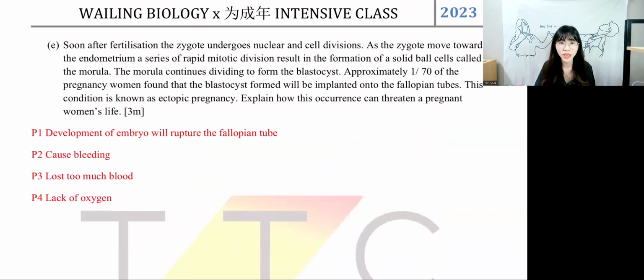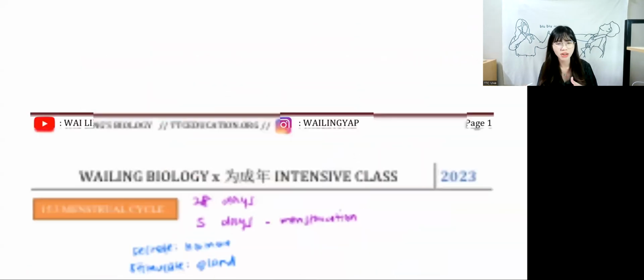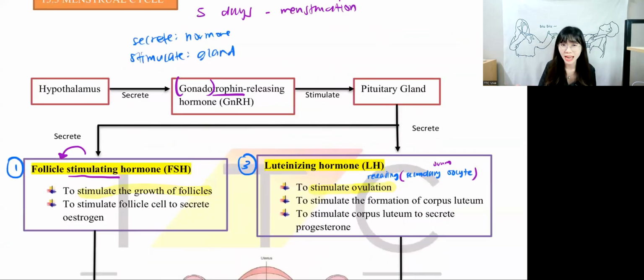Okay. Of course, hopefully you can understand how the menstrual cycle works because it's actually very important for a lot of your exams, not just your SPM, but most of the exams in your Form 5, because it's Form 4 Chapter 15, right? It's very important. So hopefully you understand the menstrual cycle better, okay?